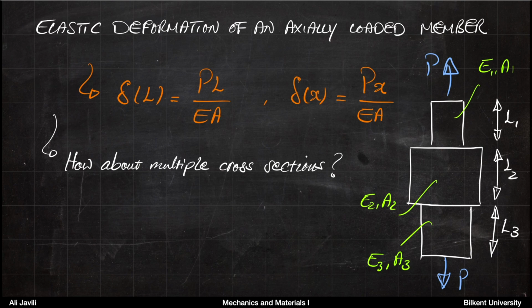But then we want to complicate this picture a little more, and we want to talk about a case where we now have different sections. Here you have 3 sections, section 1, 2, 3, with different lengths and with different material properties. Section 1 has Young's modulus E1. So this is Young's modulus.